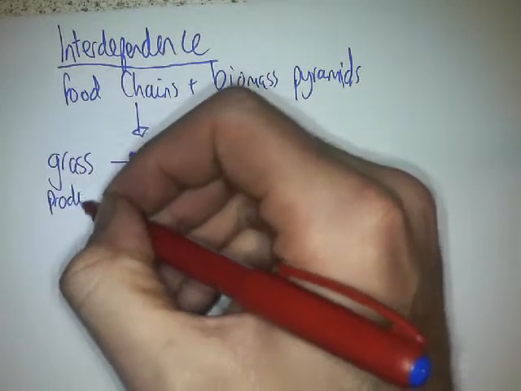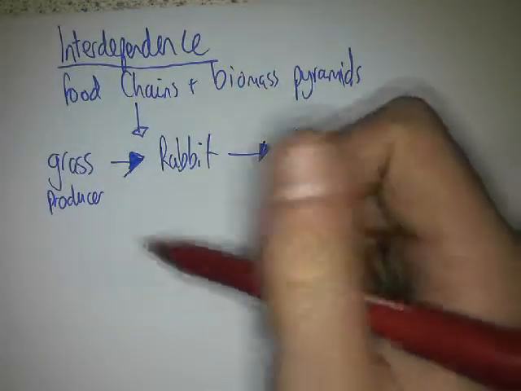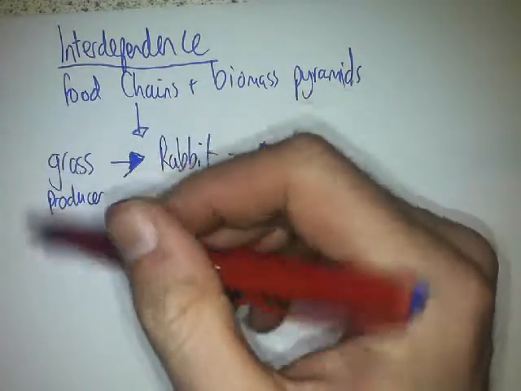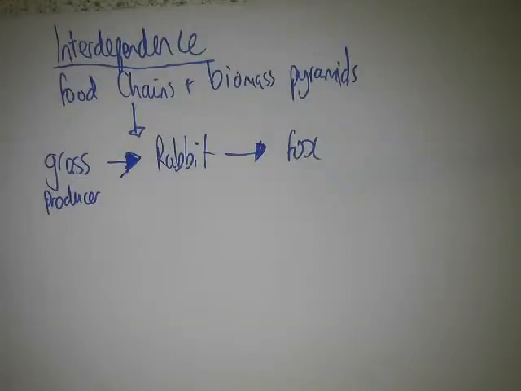Now, this is a producer. Always starts with the producer. Every food chain starts with the producer. It gets its energy from the sun. It has the ability to make its own food. How's this going to get examined?